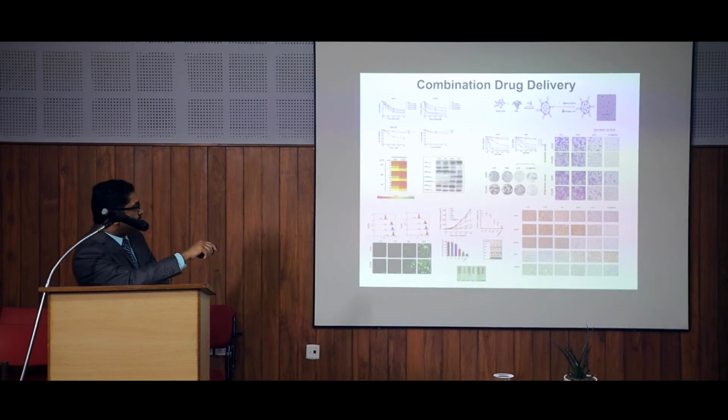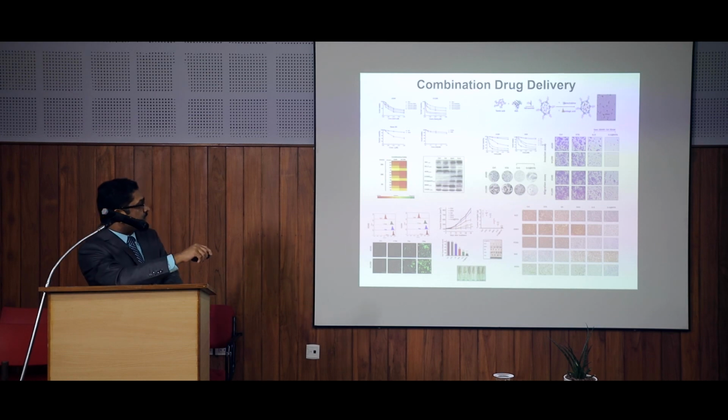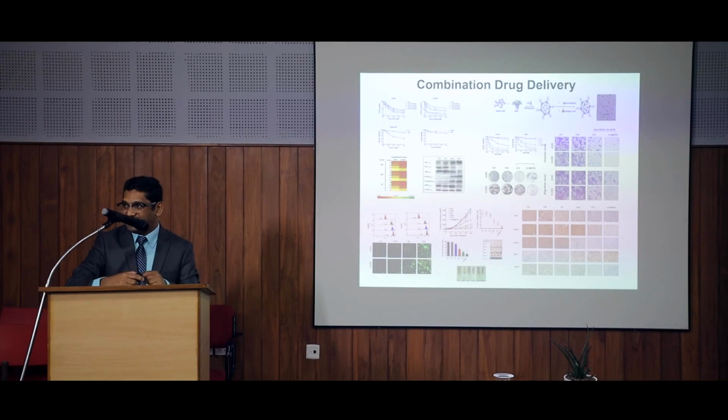So if you see here, RRM2 in the control is higher. Gambogic acid reduces it a little bit, but when you treat with gemcitabine, it's even higher compared to cancer cells alone. When you combine gemcitabine plus gambogic acid, you see complete reduction in RRM2. That's one of the mechanisms.